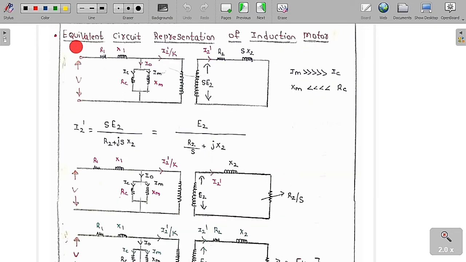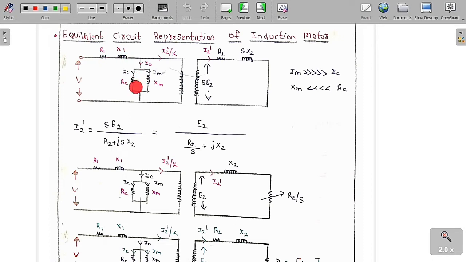So now we'll discuss some important concepts, which is called the equivalent circuit representation of the induction motor. Now we are going to provide an equivalent circuit of the induction motor. See, this diagram is the same as the transformer diagram. Supply voltage, this is R1, X1, the primary winding resistance and reactance. This is a per phase diagram.